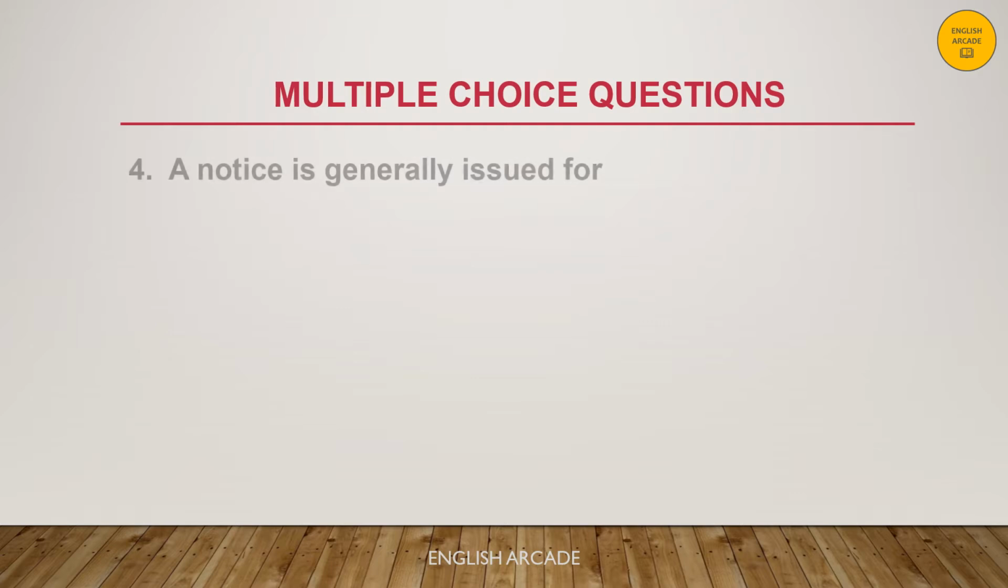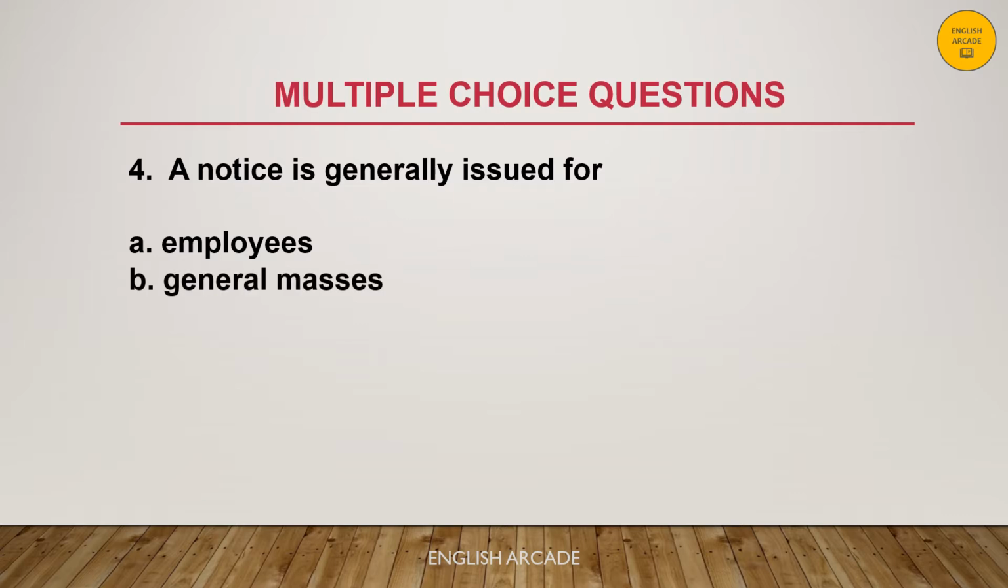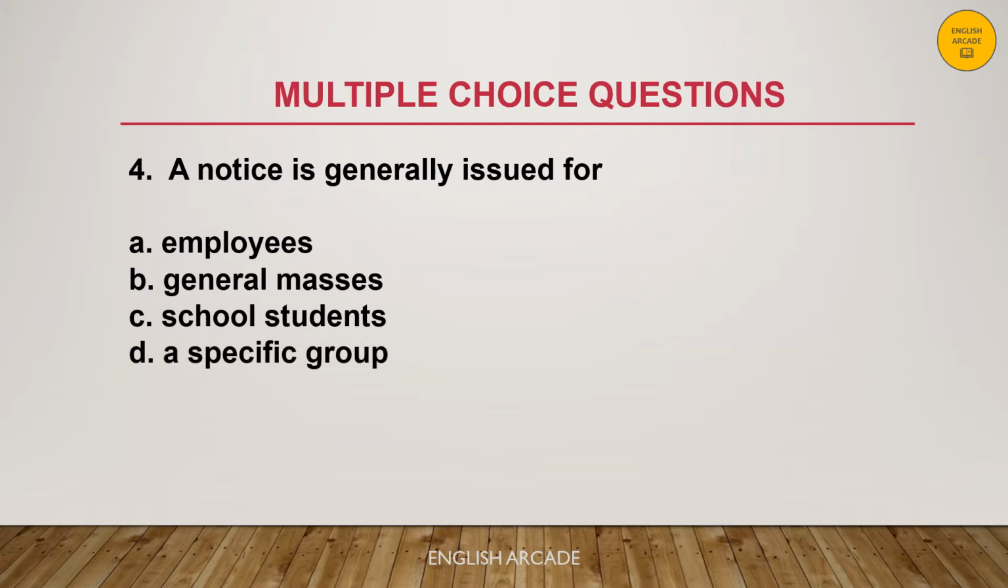Question number 4. A notice is generally issued for A. Employees, B. General masses, C. School students, D. A specific group. So we've all learned from question 3 that a notice is always meant for a specific group. Therefore, D is the answer. That specific group could be employees in an organization, it could be school students, it could be another specific group also. So specific group D is the answer.